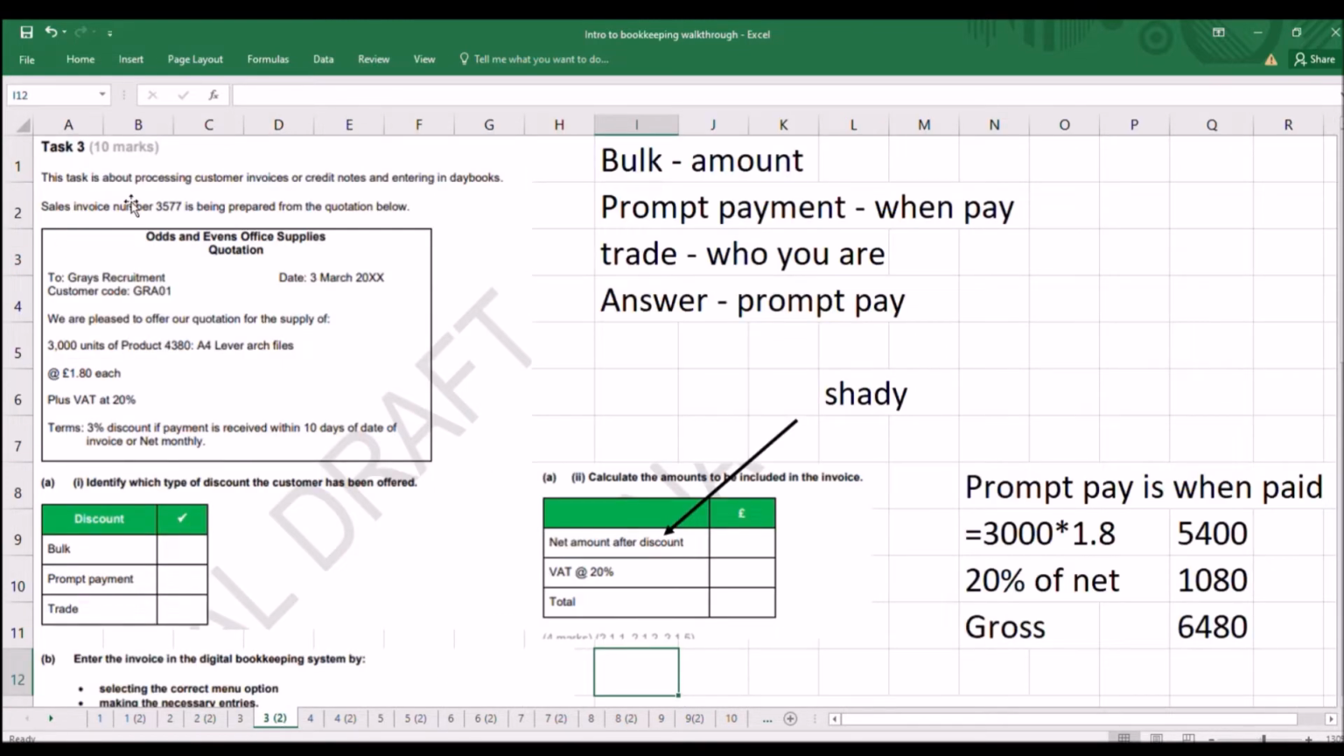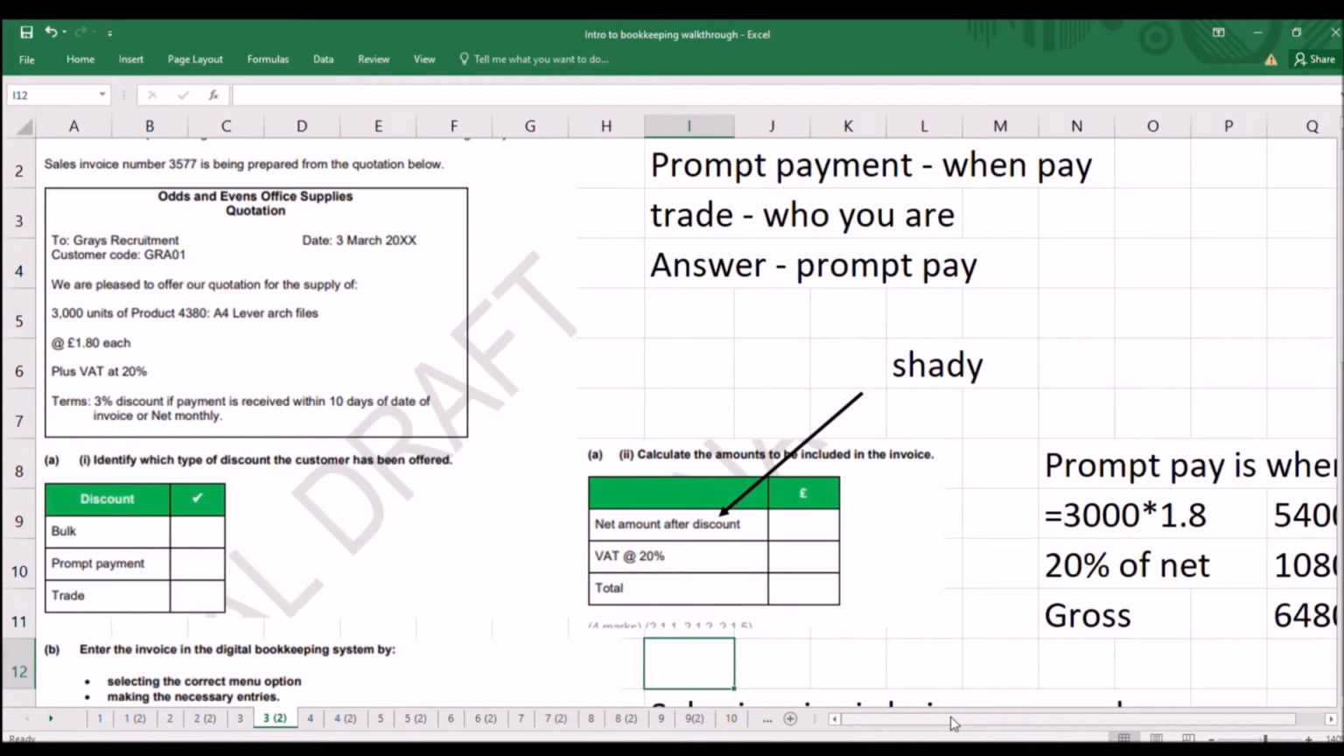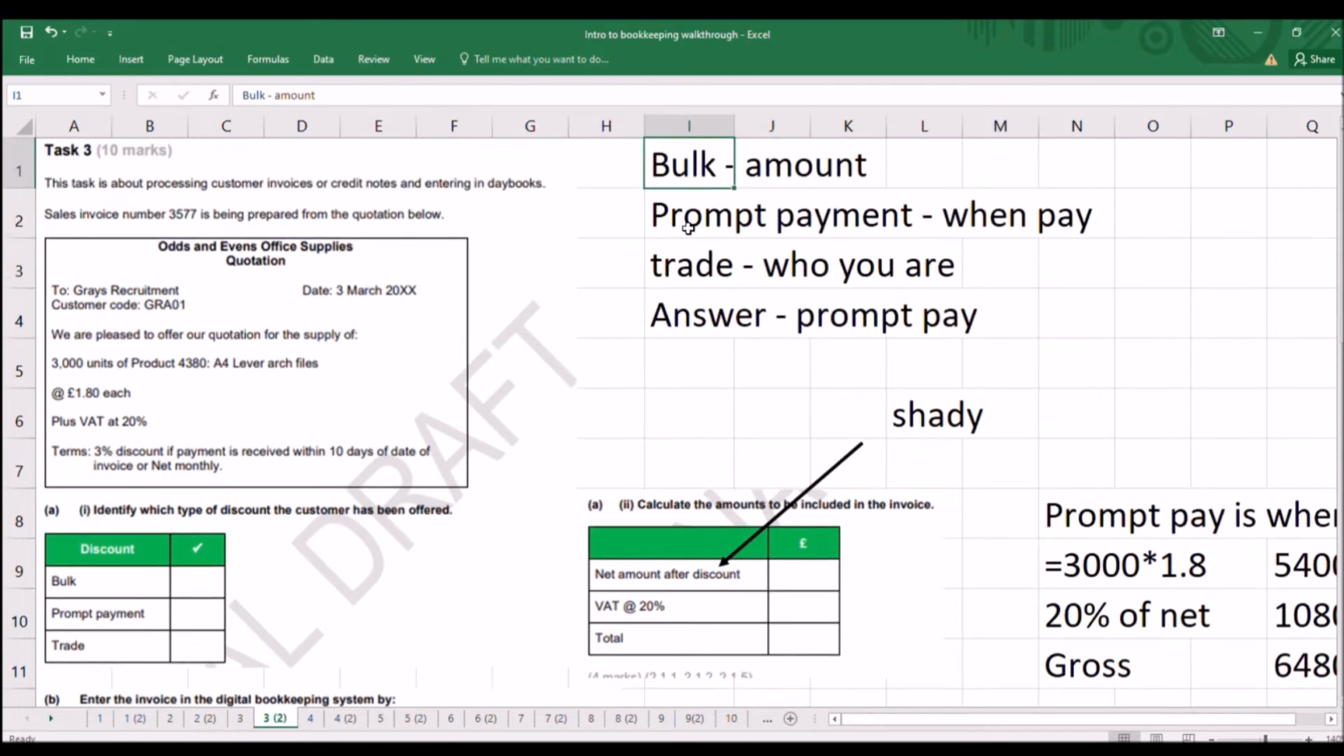So in terms of this task, it's about processing a customer invoice or credit invoices and putting them in the daybook. So sales invoice number 3577 has been prepared from the quotation below. Identify which type of discount the customer has been offered. So we've got 3 types of discounts: bulk discount, the amount that is bought; prompt payment discount, when it's paid; and trade discount, who you are. Here there's the terms: 3% discount if paid within a certain amount of time. So it's when it's paid, it's prompt payment for that one.